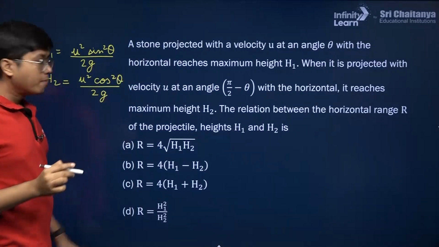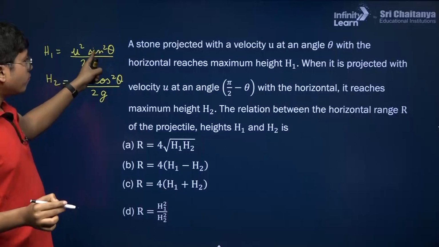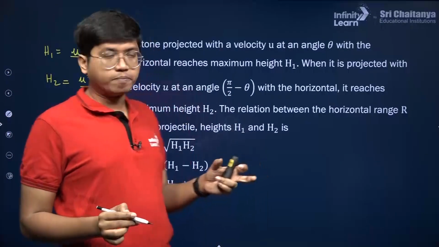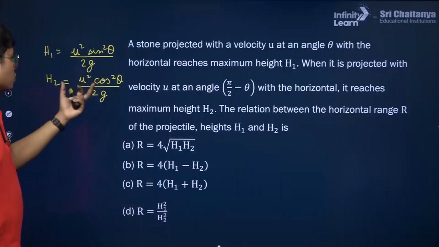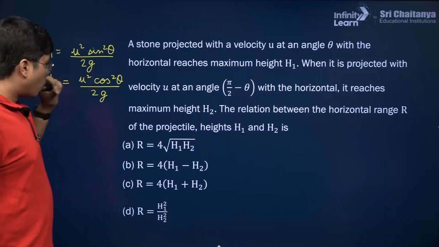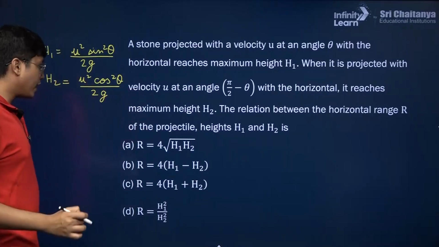How do I know that? Because u square sine of pi by 2 minus theta, and sine of pi by 2 minus theta is cos theta. So that is why you have cos square theta divided by 2g. So we have h1 and h2. What else do we know about the range?